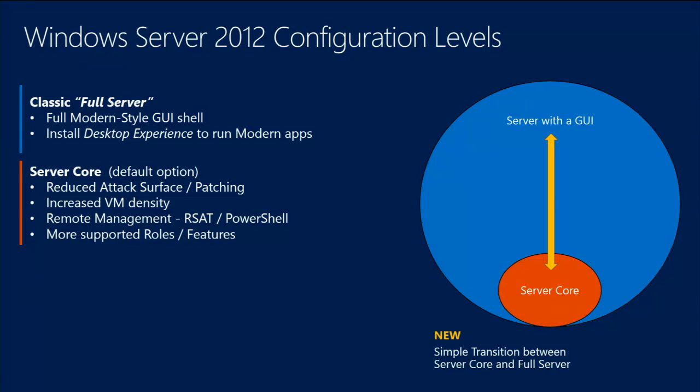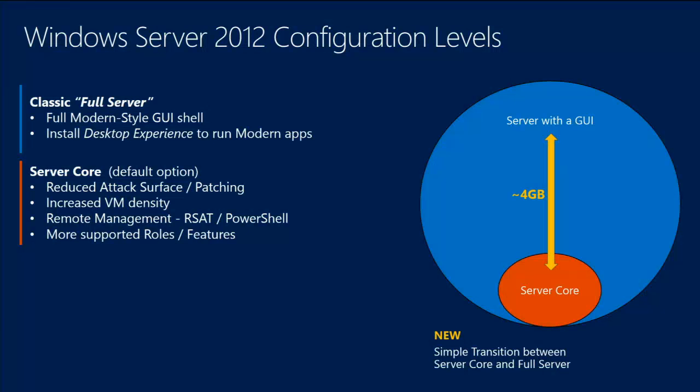And all of that can be done really seamlessly. It requires a restart, but other than that, you can move between those configuration levels really, really easily. What that means is you can install your server with the GUI, get it all up and running the way you want, and then convert it down to Windows Server Core and take advantage of all those great value points. Okay? So let's have a look at how you do that.